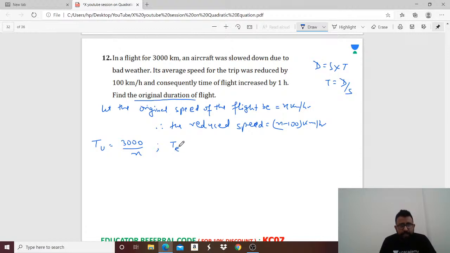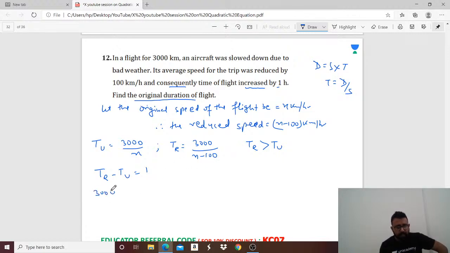time after getting the speed reduced, the increased time taken after the speed is reduced, I just denote it as TR, that is 3000 by x minus 100. So once the time taken more hoga, obviously reduced speed se time taken will be more than the original speed. Aapne agar speed kam kar diya hai, obviously time taken zyada hoga, and that is what it is saying. So average speed of the trip was reduced by 100 km per hour, and consequently the time of the flight increased by 1 hour, 1 ghanta badh gaya. Okay, so that means TR minus TU is equal to 1. Ye zyada hai, ye time taken zyada hai.